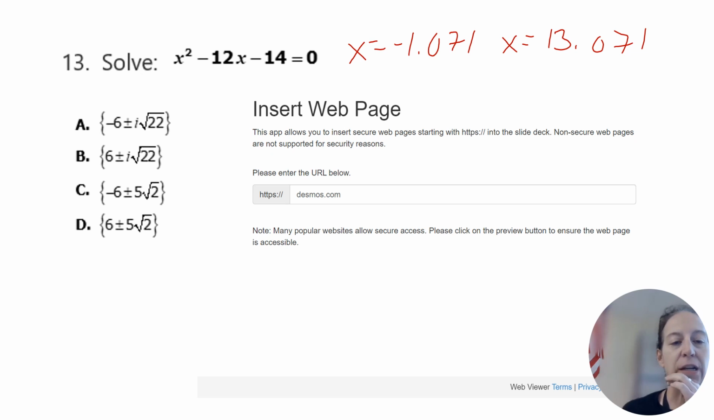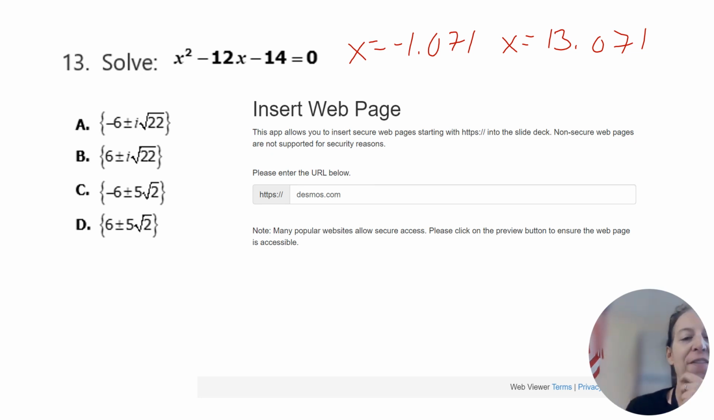Now, if I wanted to double check that, I could do the -6 minus 5 root 2. And you notice that these are the right numbers, but the signs are flip-flopped. So not answer choice C. Now if short on time, I'm just going to bubble in D. I'm going to mark off D because I've eliminated A and B because of the i, and now I can eliminate C because the decimals don't match.